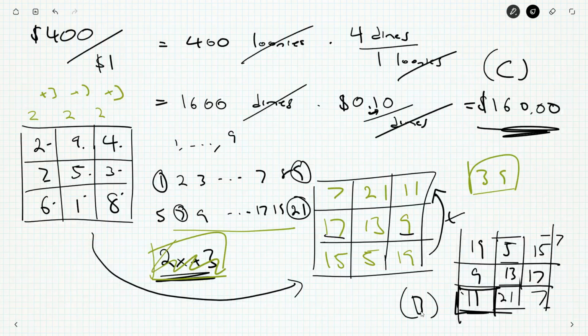All right, so that finishes off question number 16, based on some previous knowledge of the standard 3x3 magic square. But of course, there are other ways to do the question.